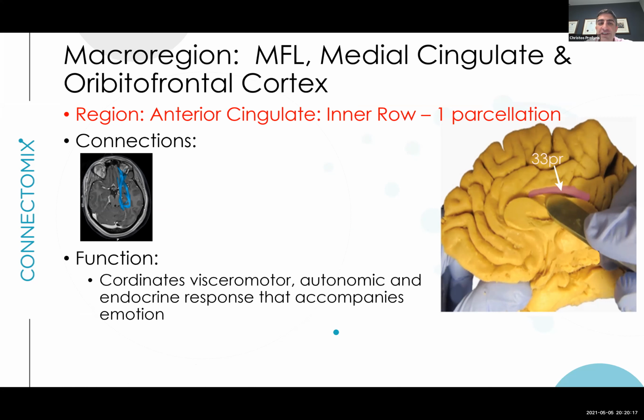And its function is to coordinate our autonomic, endocrine, and visceromotor responses as guided by our emotions. So if someone's getting hypertension because they're stressed, or if someone's getting butterflies in their tummy because they're in love, it's probably got to do partly with this parcellation.